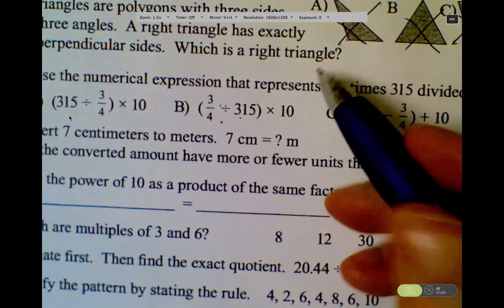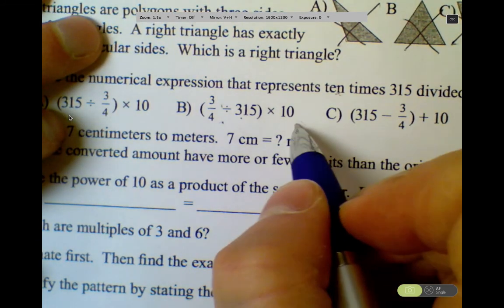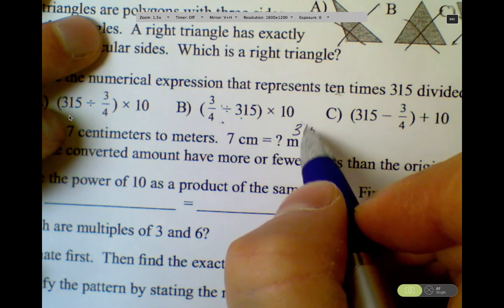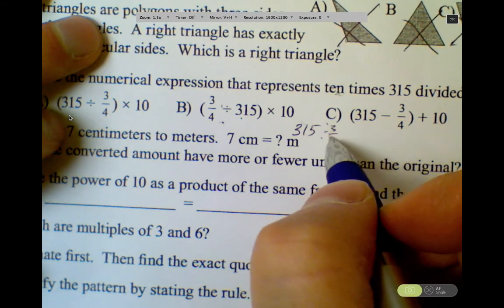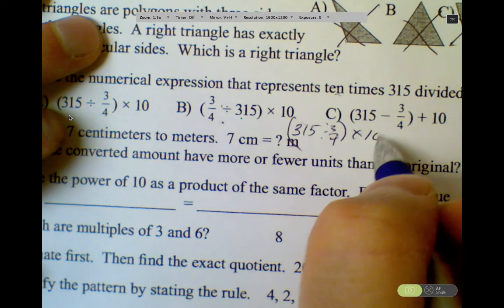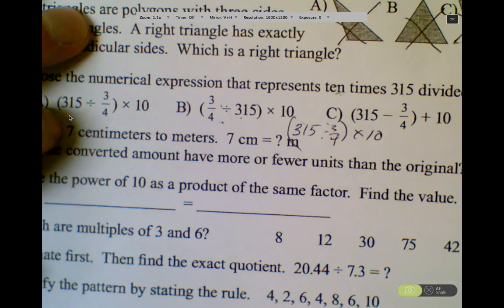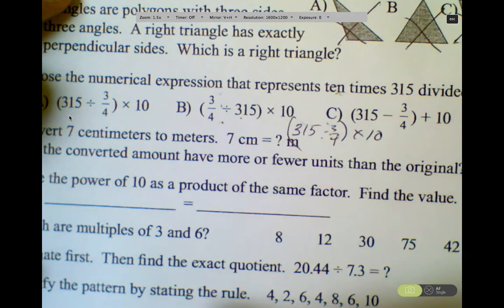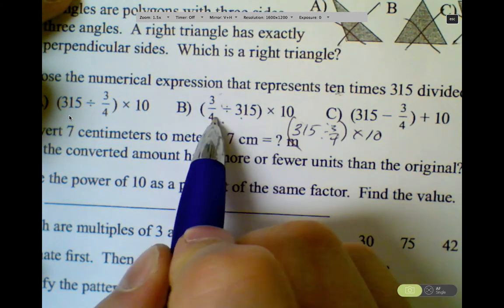I'm sorry, so I was wrong here. So we're looking at 315 divided by 3/4, then times 10, apparently. That's what we're looking for, which would be A.